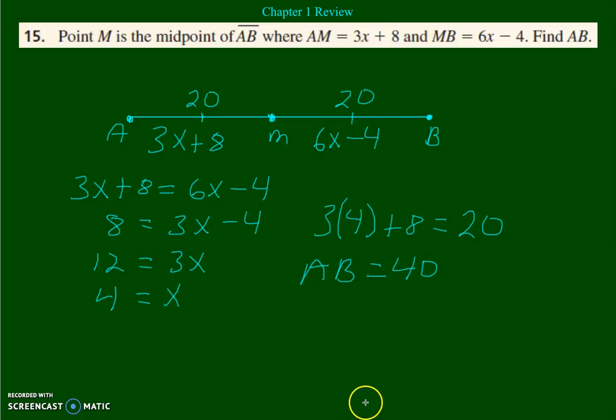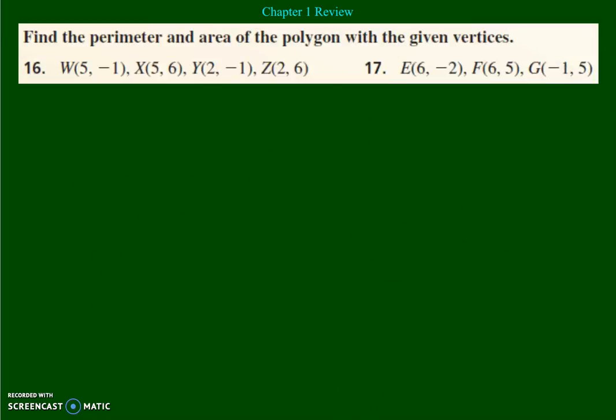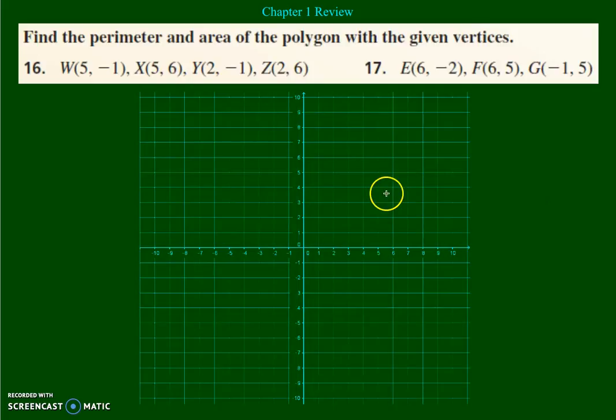And that's problem 15. Now on to problem 16. In problem 16, we have find the perimeter and area of the polygon with the given vertices. So we have this four-sided polygon, a quadrilateral, that we're going to have to put in a coordinate grid. So let's go ahead and pull up a coordinate grid.